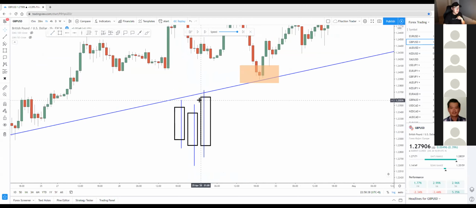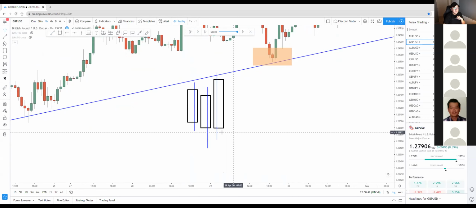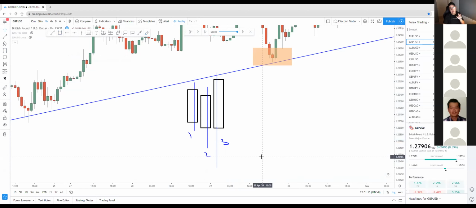The first rule is that I need the market to close above this shadow. Something like this. I will call this a 1, 2, 3, meaning that the lowest point of the engulfing candle is either at the middle candle or at the engulf candle. So it can be either like this or like this. So this is a valid engulfing for me.